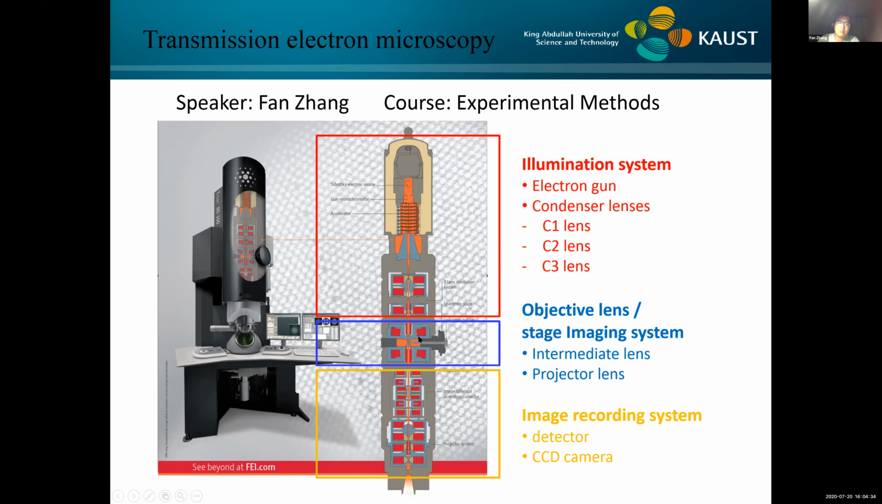And here is the specimen, and above the specimen is the objective lens. The objective lens is the most important lens in the system, because its spherical aberration will determine the resolution of the TEM. After that, the intermediate lens allows us to get either an image or a diffraction pattern, and the projector lens records the information.